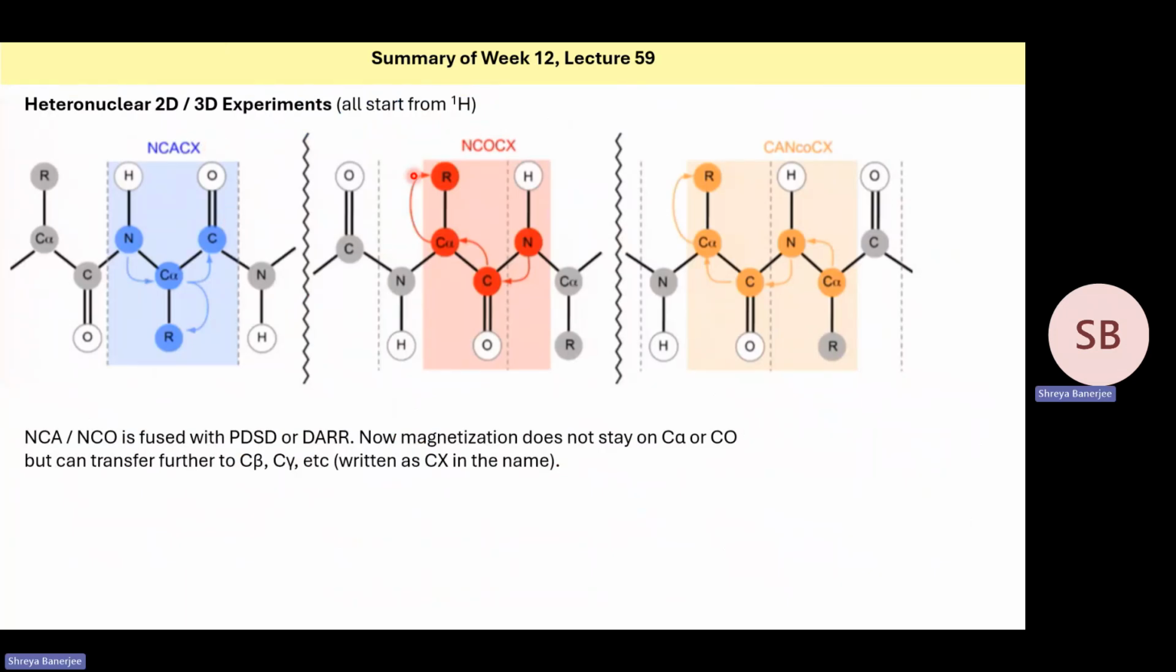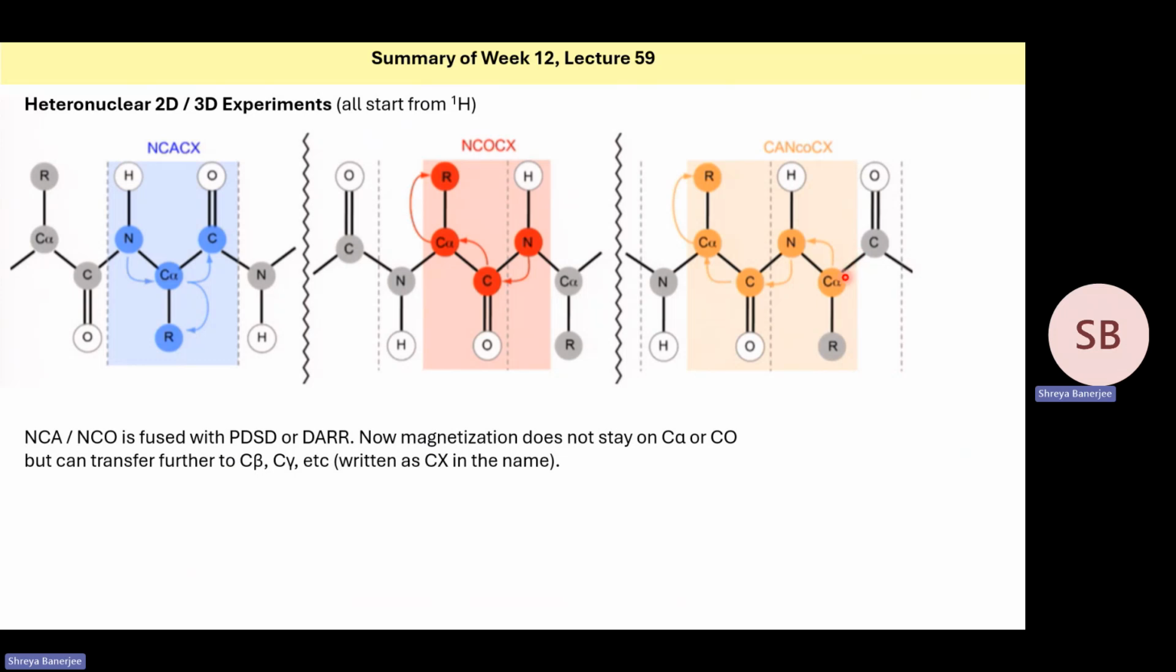Right. Then there is an experiment called NCOCX. So here from N, you are going to C alpha of the same residue. In this experiment, you can go from N to CO of the previous residue, I minus 1 correlation. And then in the previous residue, it can go to CX, meaning CO to C alpha to C beta, and so on.